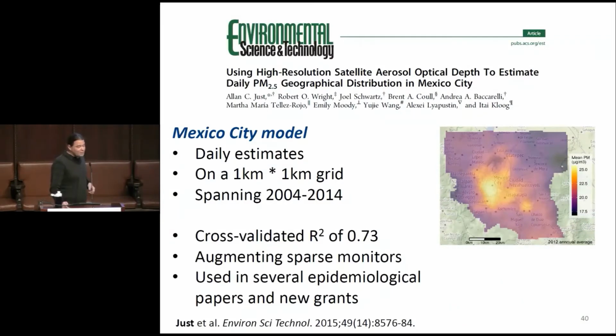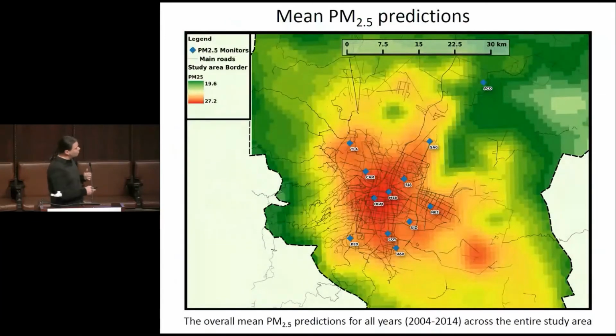We developed a model over Mexico City. We wanted to produce daily estimates on a 1 kilometer resolution spanning 2004 to 2014. Mount Sinai and Professor Robert Wright has a very successful and long-standing cohort in Mexico City. Before this model, there wasn't any data available regarding modeled air pollution. And we successfully developed a model over Mexico City, augmenting the sparse monitors. And this has been used in several publications, and this is the result of this study.